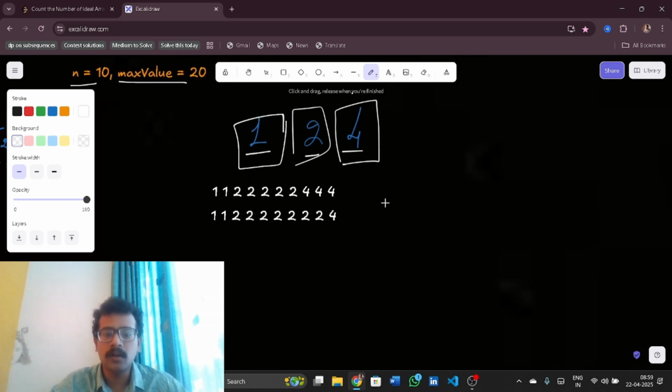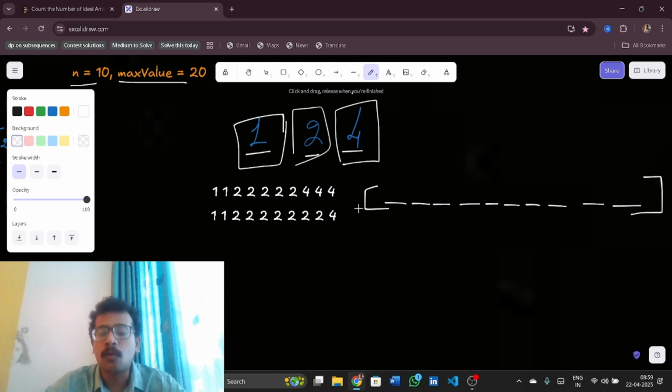I'll tell you what is going on here. 1, 2, 3, 4, 5, 6, 7, 8, 9, and 10. So the array size is 10. Okay, now what I am doing, I am placing a 1 here.